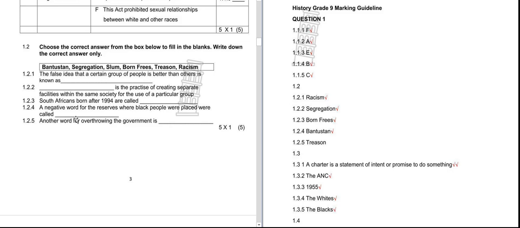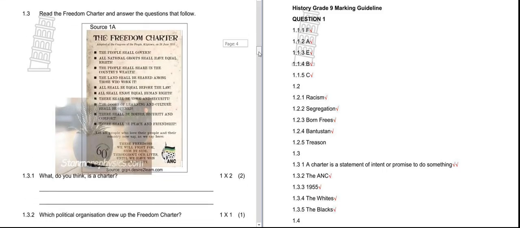Then a negative word for the reserves where black people were placed is Bantustan, as indicated on number 4. And then 5, another word for overthrowing the government is treason. So this is what we have on this part. Then we move on to 1.3, which reads: read the Freedom Charter and answer the questions that follow. We are given the Freedom Charter that we need to go through.